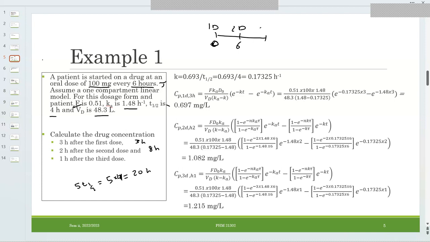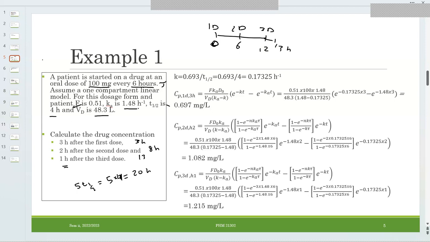1 hour after the third dose. Dose 3 is at 2 intervals, 12 hours. 12 plus 1 hour after this dose means at 13 hours. So still steady state has not been achieved. So now you have to use the non-steady state equation. You cannot use the steady state equation. So just substitute.